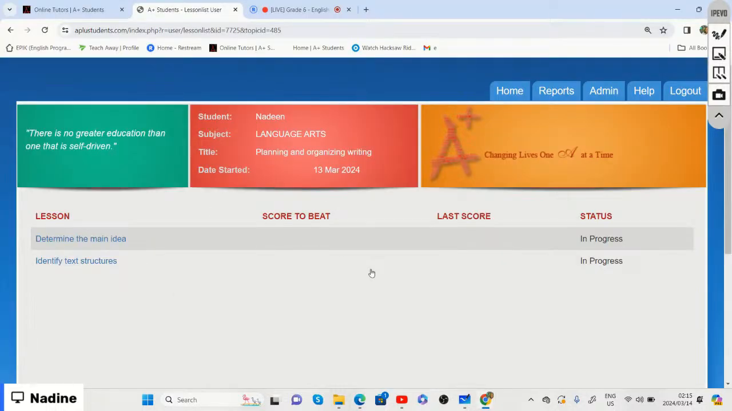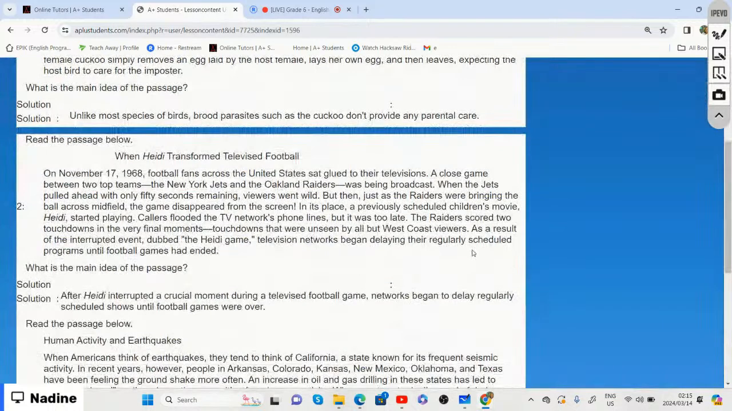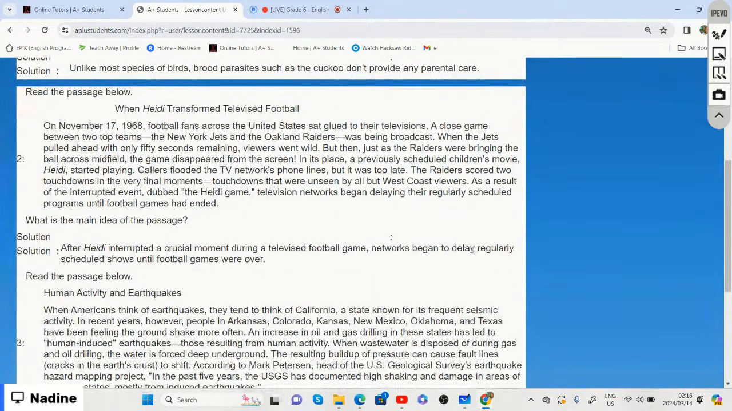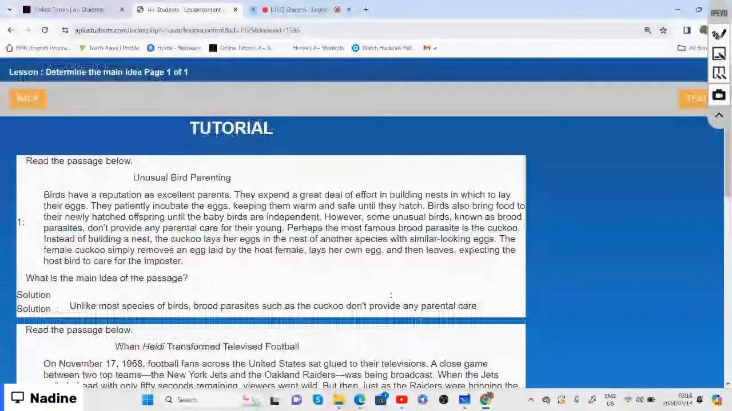All right, so now we are at planning and organizing writing. So we're going to determine the main idea within a sentence. All right, so now we need to read the passage below, right? The unusual bird parenting.